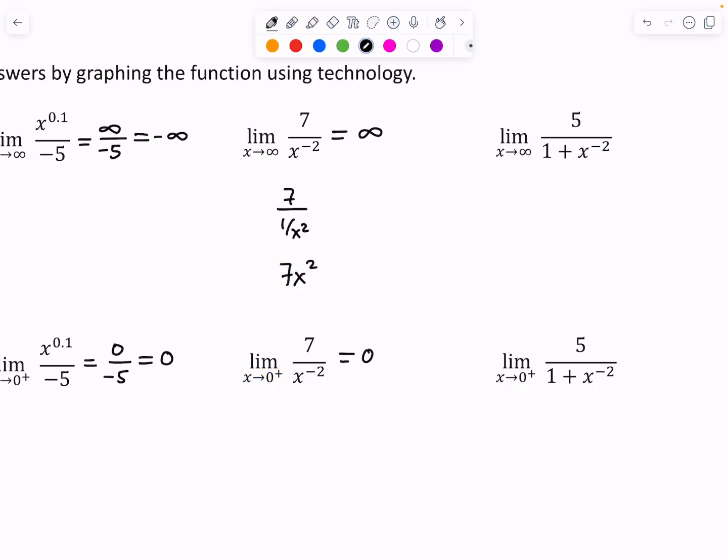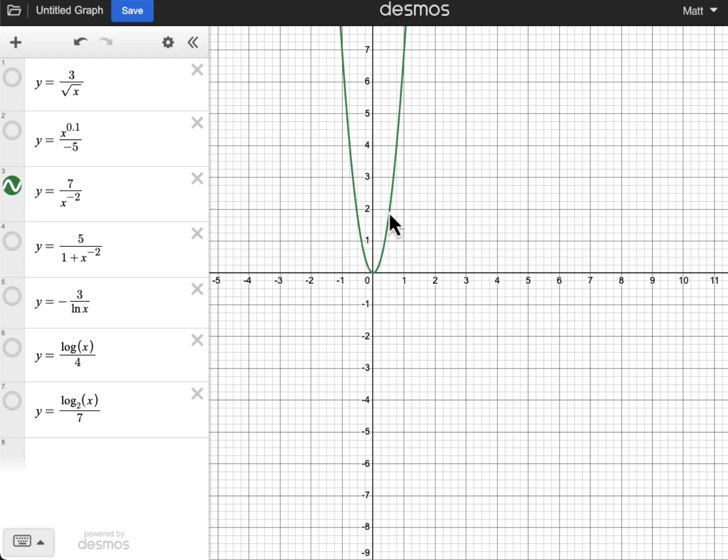So we get a 0 limit here. Here's a graph of our function. As x increases, the outputs increase rather quickly to infinity. But as x gets closer to 0, the outputs get closer to 0 as well.